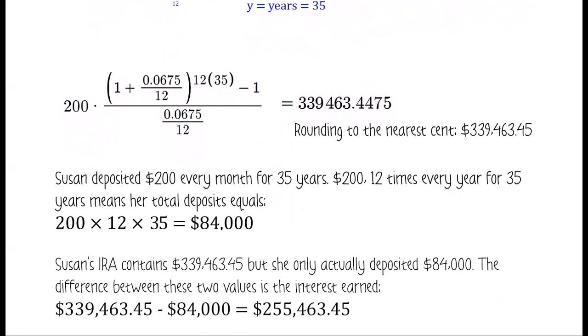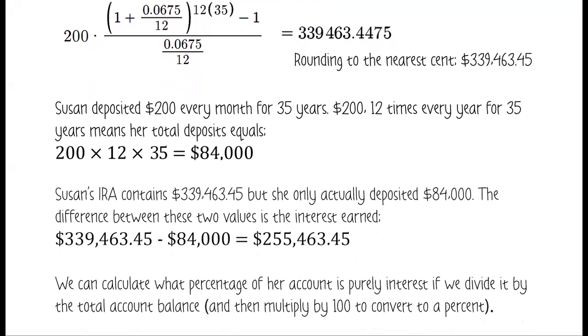So let's compare. So Susan's IRA contains $339,463.45, but she only actually deposited $84,000. So the comparison, the difference between these two values is equal to the interest earned. So we can take the amount we got from our first formula, $339,463.45, and we can subtract the actual deposit she made of $84,000, and she got a whopping $255,463.45 worth of interest. That's actually pretty cool.